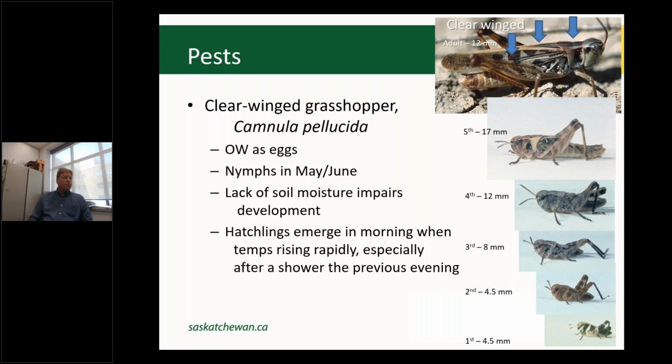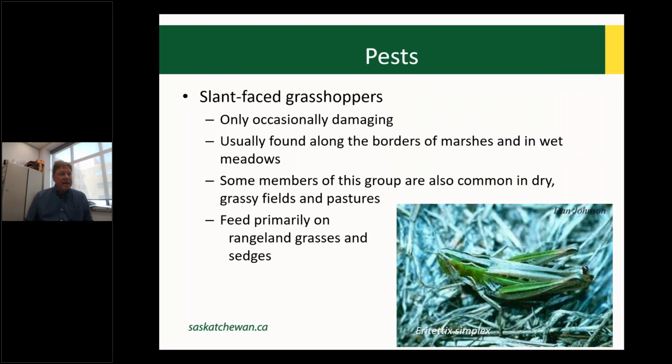We can also see problems with slant-faced grasshoppers, and this is a relatively large group. Orphulella here is just offered as a sample. You can see why they're called slant-faced grasshoppers. These are only occasionally pests, but they can occur in numbers that are large enough to be damaging. Usually found near wet areas, and of course we do have a lot of wet areas this year in different parts of the province, particularly in the northeast and southeast.